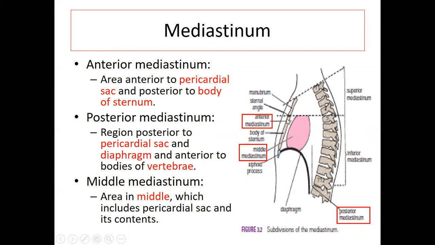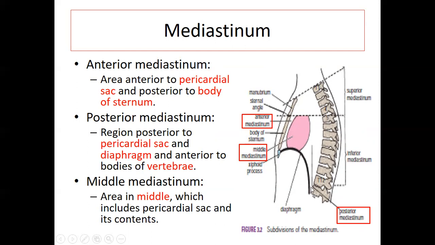In front here we have the body of the sternum. You can see here, in between these two structures, the body of the sternum and the pericardial sac, we have the anterior mediastinum. And how about the posterior mediastinum? This is the posterior mediastinum. It's the region posterior to the pericardial sac. This is the posterior line of the pericardial sac. It is the region posterior to the pericardial sac and the diaphragm. You can see here the diaphragm, and toward the back of the diaphragm we have the posterior mediastinum.